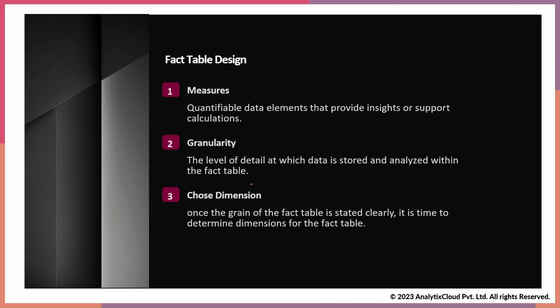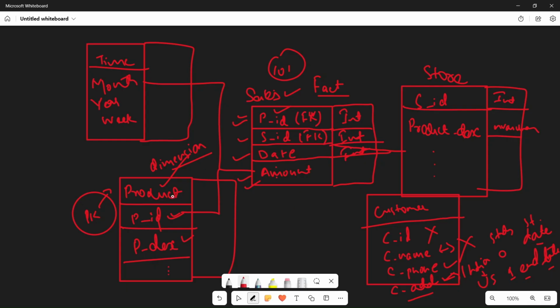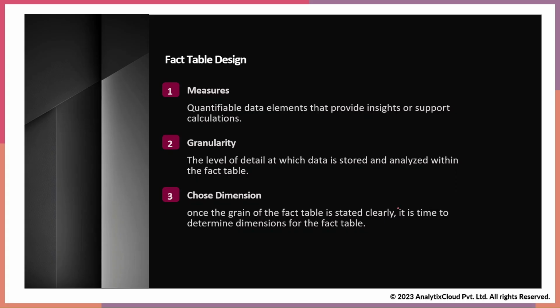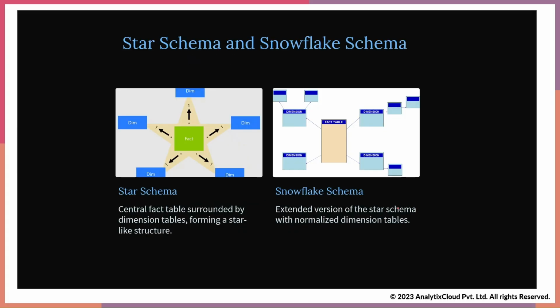And then we have to choose the dimensions. Once the grain of the fact table is stated clearly, it is time to determine the dimensions for each fact, like what all dimensions we need. That is the process of fact designing.